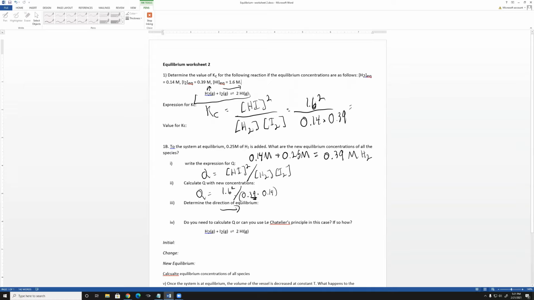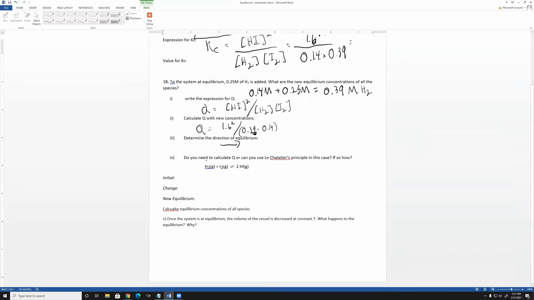For Q to be lower than K, that means the reaction will have to shift towards the products in order for Q to be raised to the level that K is, in order for Q to equal K at equilibrium. So that's another way you can do it. You can use Q, or you can use Le Chatelier's principle to determine the direction of a reaction.